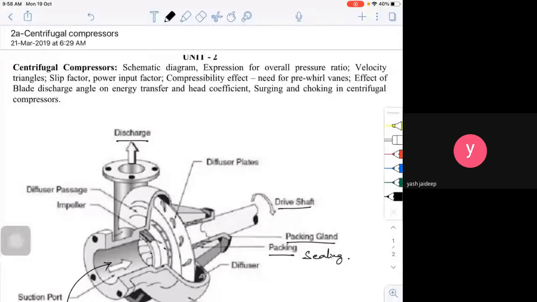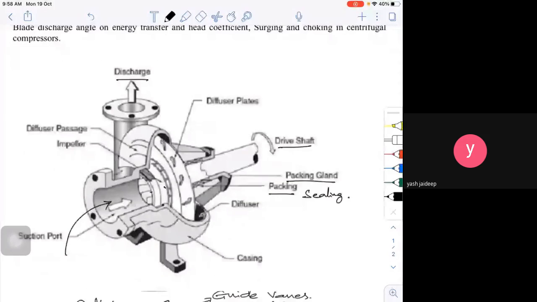Unit 2. Okay, so in this unit 2, we have centrifugal compressors and axial flow compressors. So let's start with the centrifugal compressor. What I'm showing is a schematic, or the construction, of a centrifugal compressor.